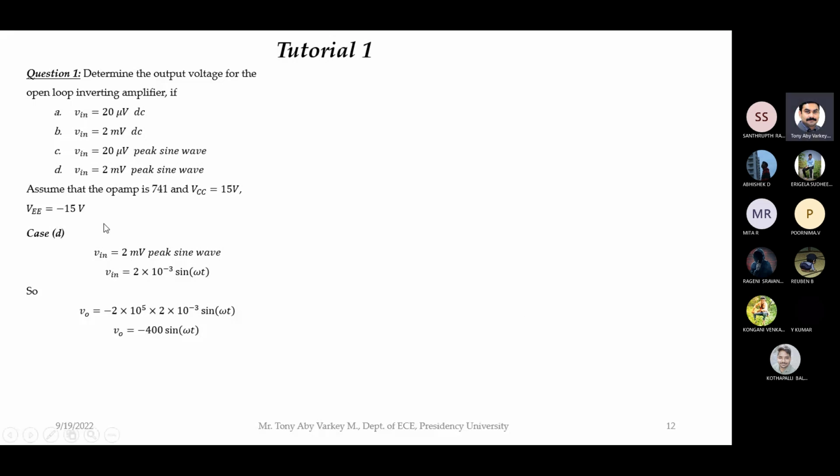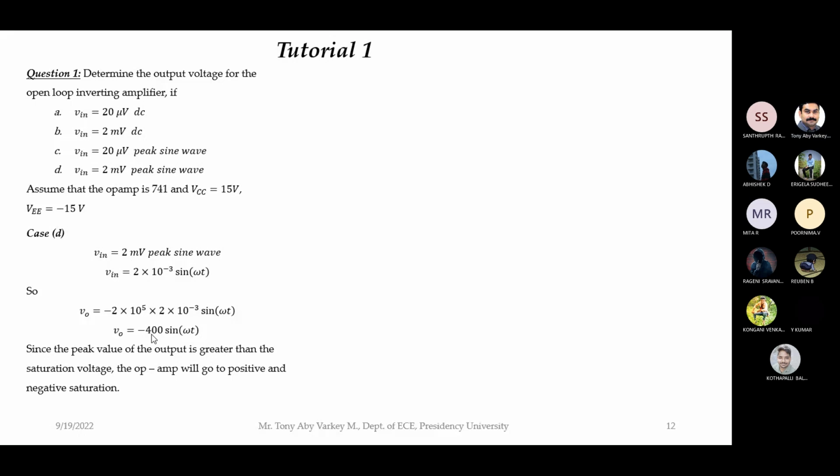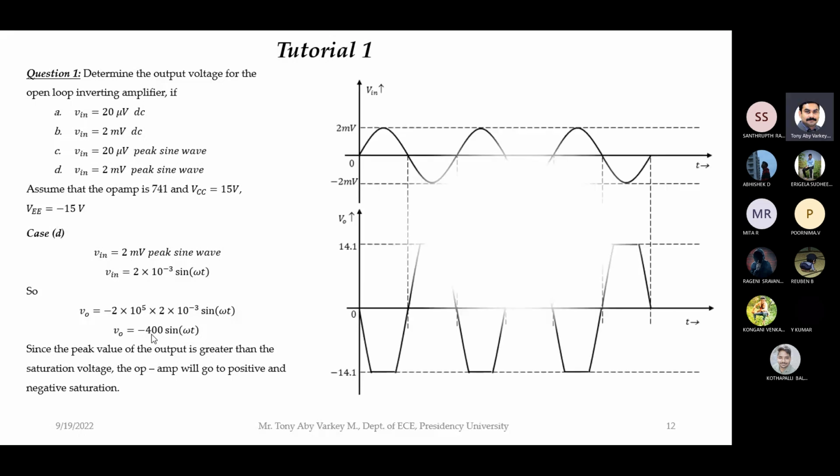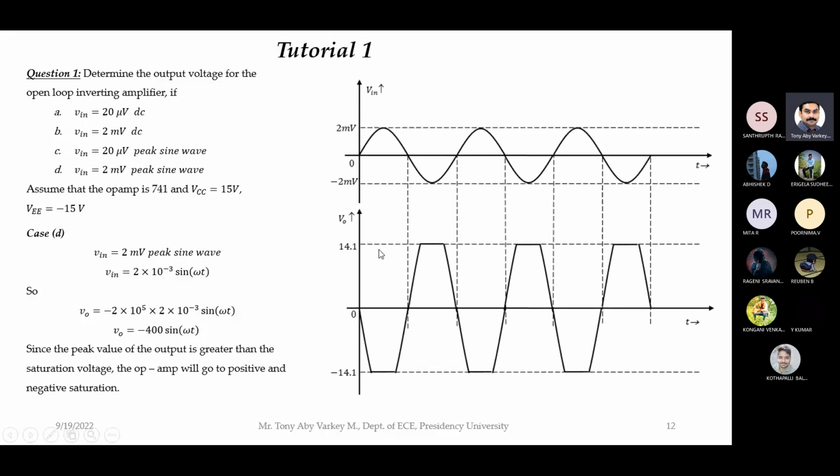The maximum negative voltage it can go is minus 15. Here it is showing that it's going to minus 400, which cannot happen, which means that the op amp will go to negative saturation. So it will be like this. It will reach minus 14.1 and it will be a straight line like this, because above 14.1 it cannot go, below minus 14.1 it cannot go. So you will get a waveform like this.